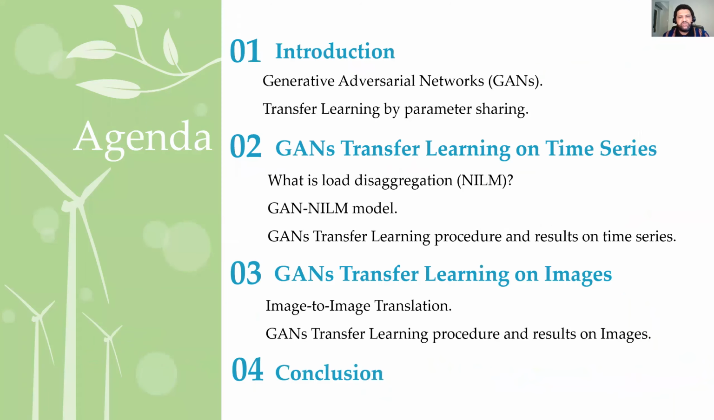I'm planning to give my presentation in 4 parts. I will start by giving a very brief introduction about generative adversarial networks and transfer learning. Then I will introduce our application domain problem, the load disaggregation, and how the GANs framework is able to solve this problem compared to other methods. I will show how we apply transfer learning to GANs for this particular problem. Then on the images data, I will show the results on the image-to-image translation problem. Lastly, I will end with some concluding takeaways.